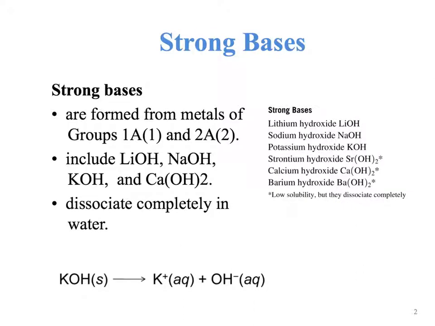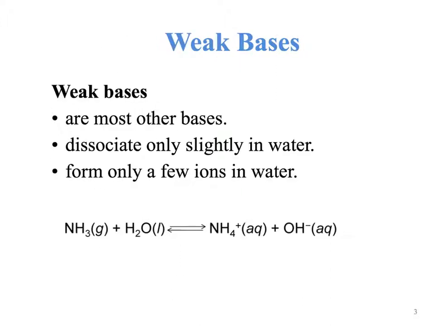Strong bases are those that are formed from group 1 and 2 with the OH minus ion. Weak bases are anything else that doesn't have metals from group 1 or group 2.